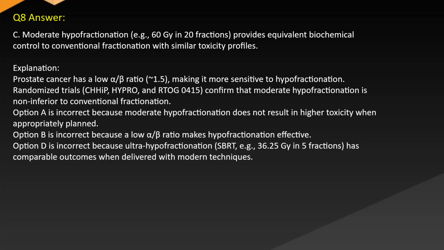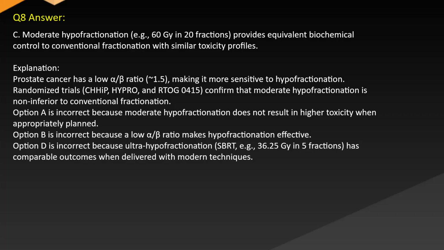Answer: C. Moderate hypofractionation, e.g., 60 Gy in 20 fractions, provides equivalent biochemical control to conventional fractionation with similar toxicity profiles. Explanation: prostate cancer has a low alpha/beta ratio, about 1.5, making it more sensitive to hypofractionation. Randomized trials CHHiP, HYPRO, and RTOG 0415 confirm that moderate hypofractionation is non-inferior.